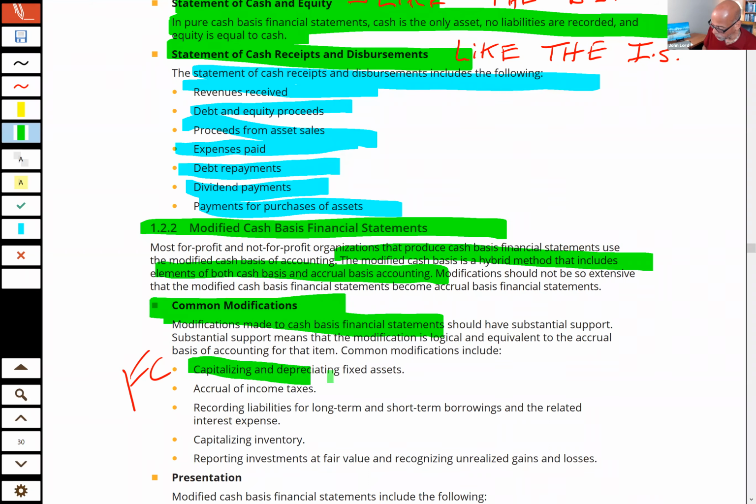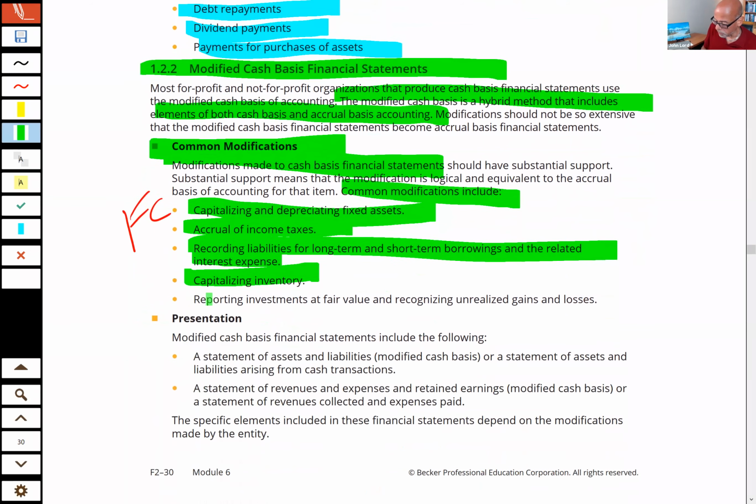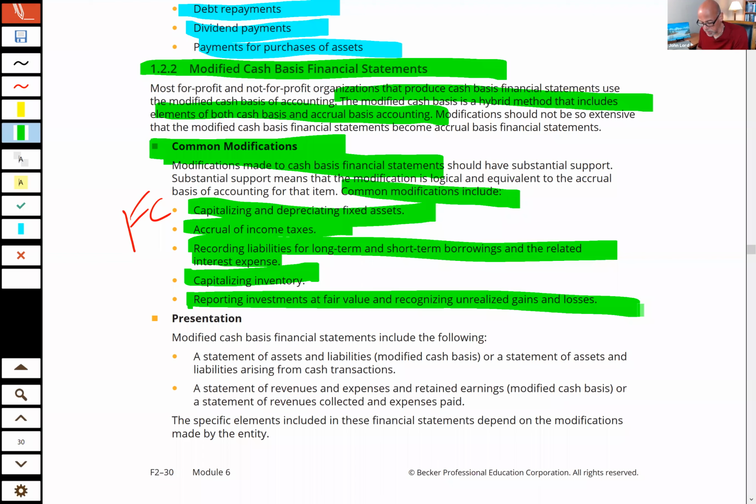And we will now, instead of treating purchases of equipment as an expense and reporting on the income statement, capitalize and depreciate that. We'll accrue our income taxes. We will record liabilities for long-term and short-term borrowing and related interest. Capitalize inventory, report investments at fair value. So just some basic differences, things that you would do if you were going to prepare a modified cash basis.